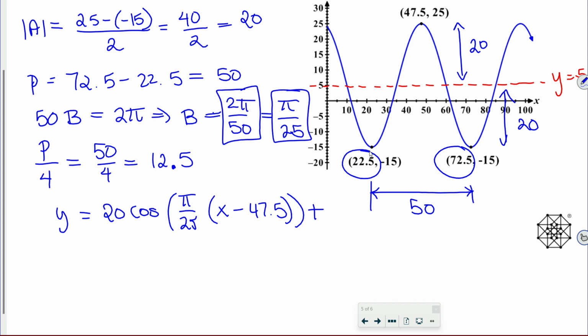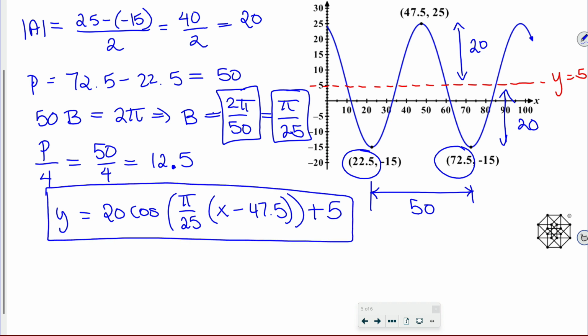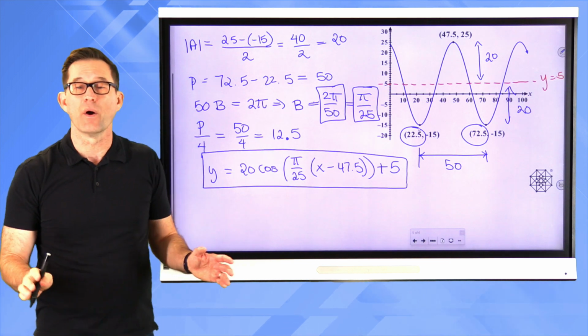plus 5. Let me make that look a little bit more like a 25. Okay? And we'll verify this in a bit. But that's one of them. And that's the easiest one to me.